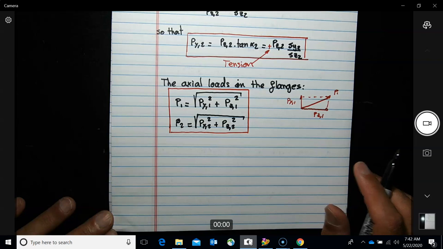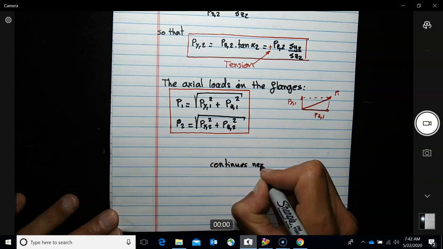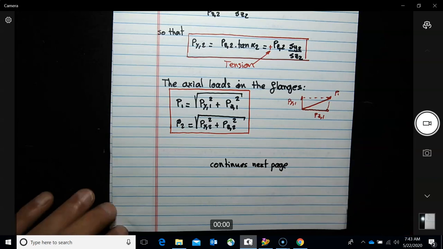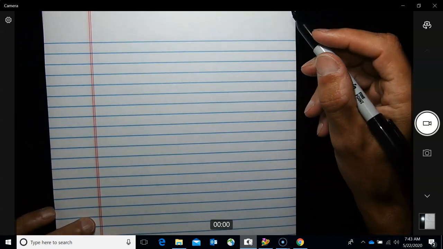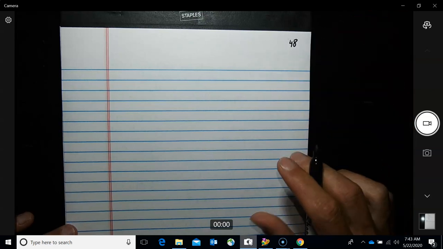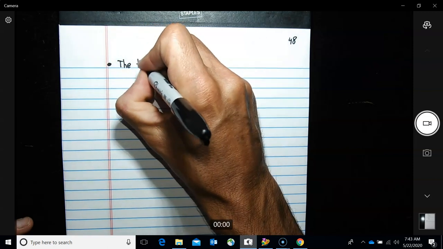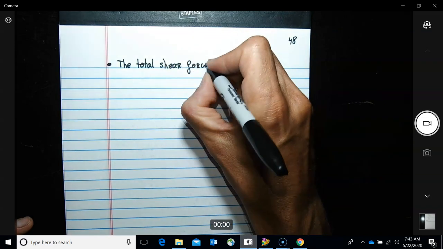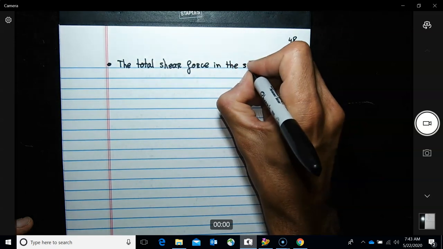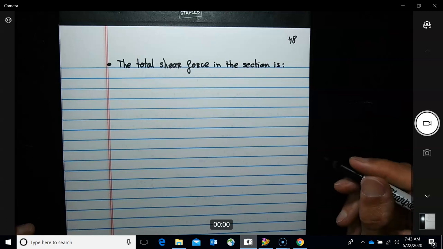All right, so maybe now let me go to the next page, okay? Because I need to do a figure, and I don't want to put it just in that little space. All right, so now this is an important point. So the total shear force in the section is what? So we're going to have two components.